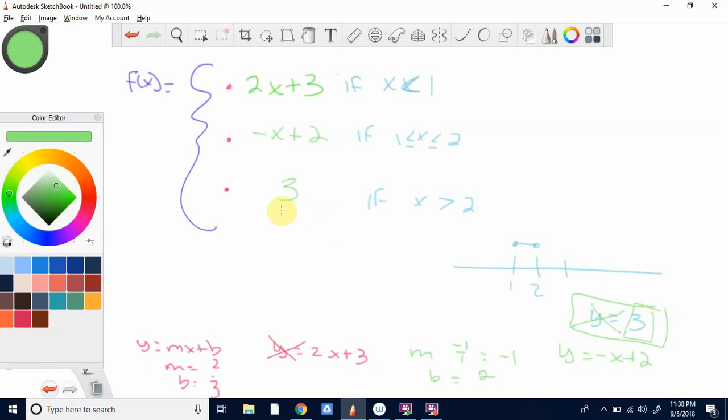So try guided practice 2A and 2B and pause your video.